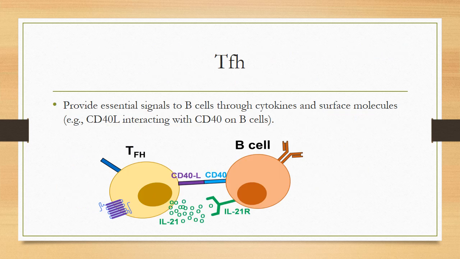T follicular helper cells provide essential signals to B cells through cytokines and surface molecules. For example, CD40L and CD40. When CD40L interacts with CD40 on B cell, there will be activation of B cell and production of antibodies.